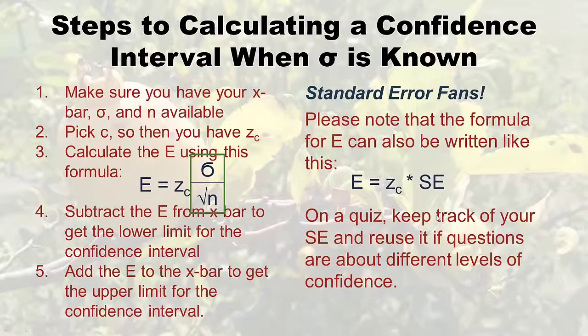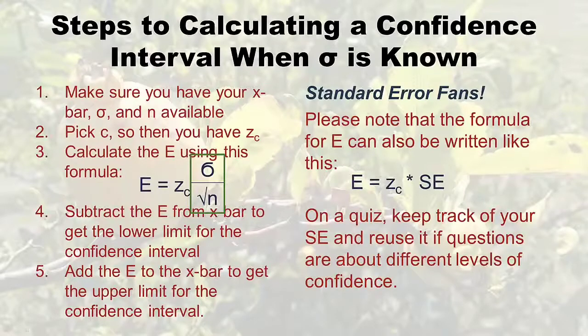All right. Another thing I want to get into before I actually demonstrate this is that for you standard error fans, you might have noticed that in the margin of error calculation, the standard error is hiding. So remember I taught you how to prep cook your standard error because you can use it a lot and then you don't have to deal with thinking about square root of n being underneath something. So the formula for the margin of error could technically be written like this. If you're doing a quiz or something, you want to keep track of your SE, your standard error, and reuse it if questions are asked about different levels of confidence, because only your z sub c would be changing then. Your SE would be the same. So this is just a shout out to standard error fans.